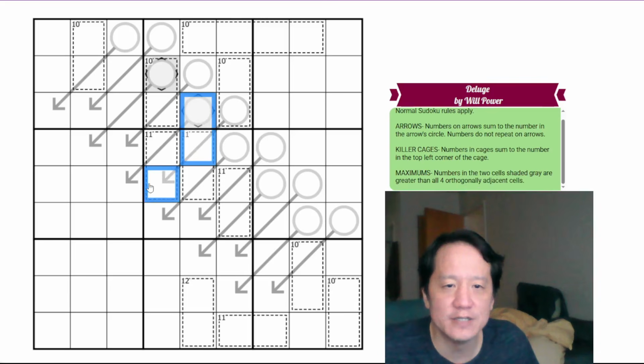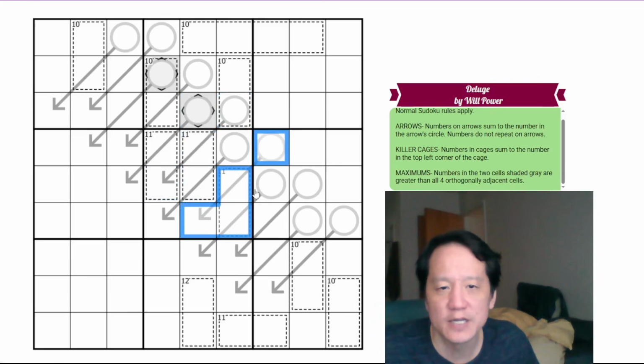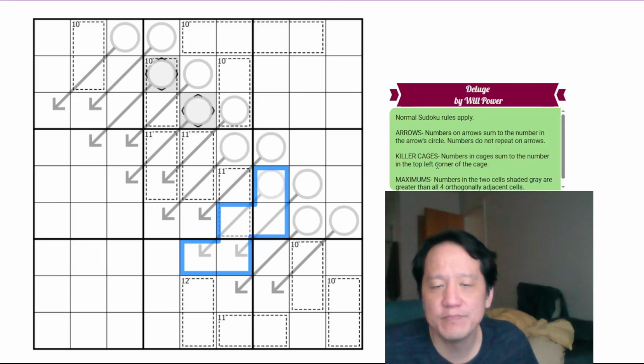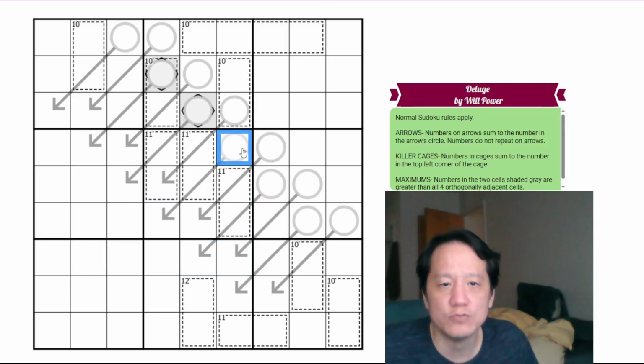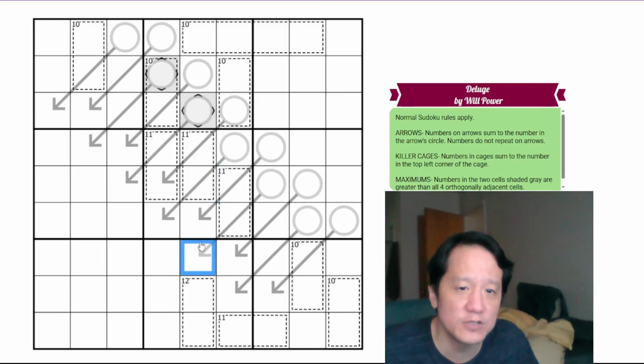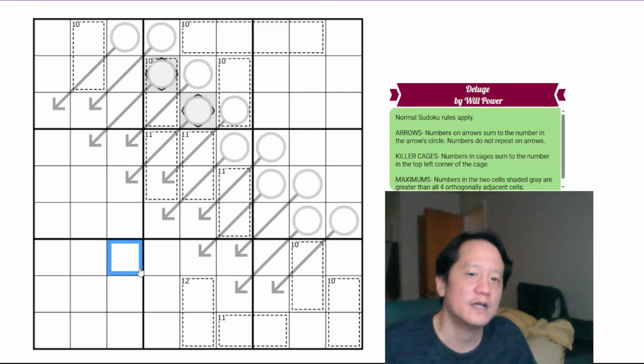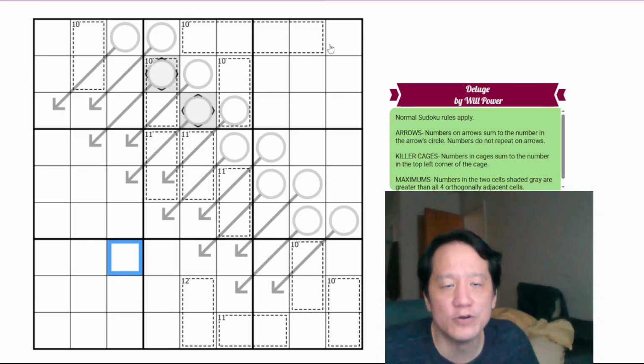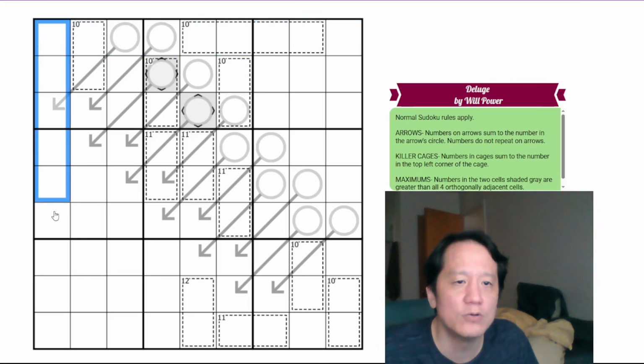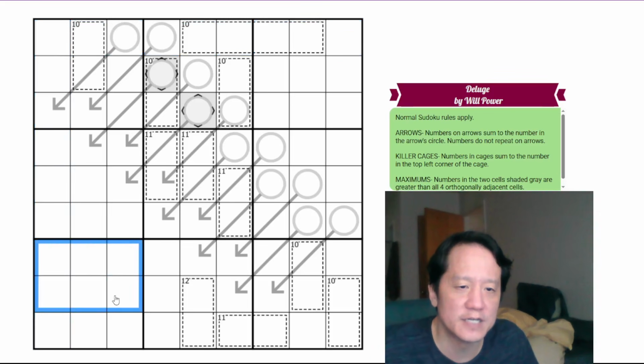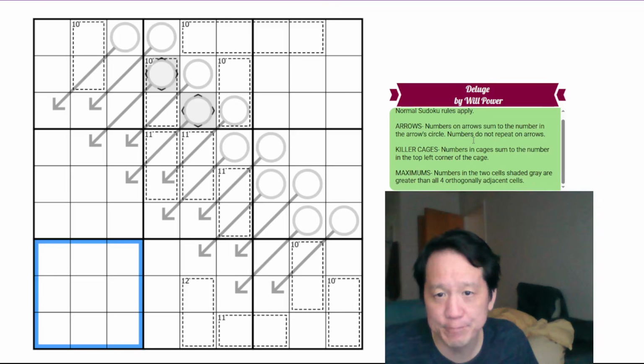And this is a deluge of rain coming in, I guess. We have normal Sudoku rules apply, which means in every cell in the grid, place a single digit from 1 through 9 such that there are no repeats in any row, column, or designated 9-cell region.